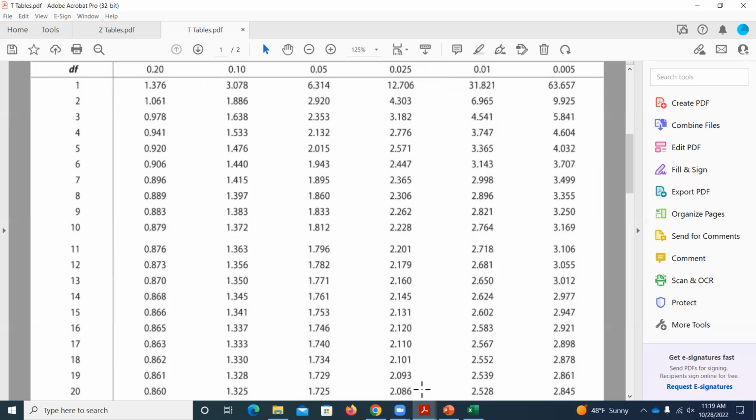Any questions over anything? Yeah. How did you figure out why there's the 20?